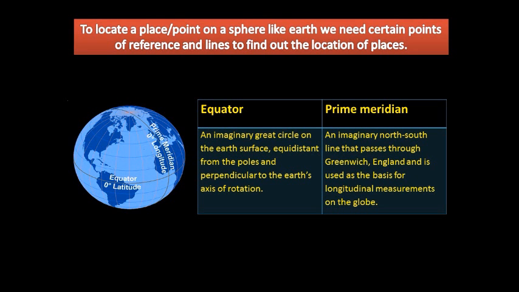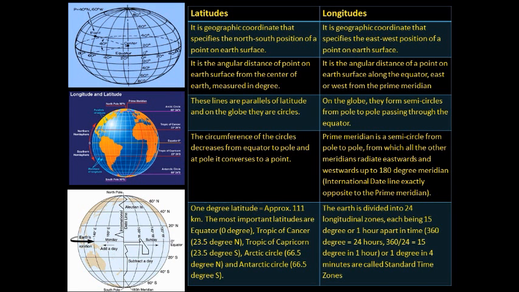So what do latitude and longitude mean? These horizontal lines are called latitudes and these vertical lines are called longitudes. Latitudes are geographic coordinates that specify the north-south position of a point on the Earth's surface. We know that the equator is 0 degree latitude and it divides the Earth into two equal hemispheres, the northern hemisphere and the southern hemisphere. So latitudes are used to specify the north-south position of a point on the Earth's surface. And 0 degree longitude is called the prime meridian, which divides the Earth into the eastern hemisphere and the western hemisphere.